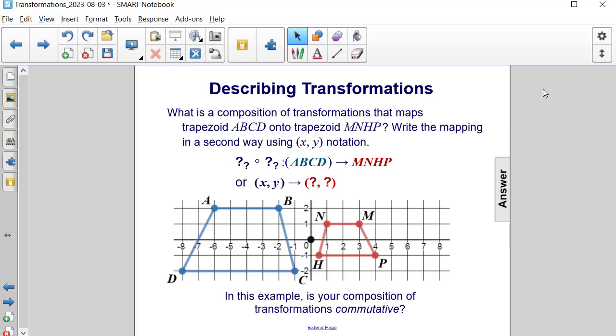Now let's discuss how to describe transformations. And we'll begin with this example. What is a composition of transformations that maps trapezoid ABCD onto trapezoid MNHP?